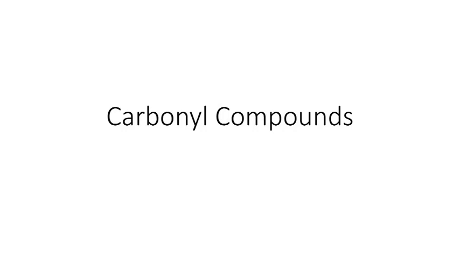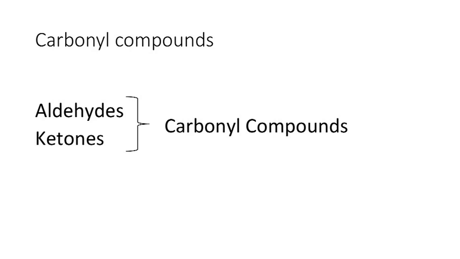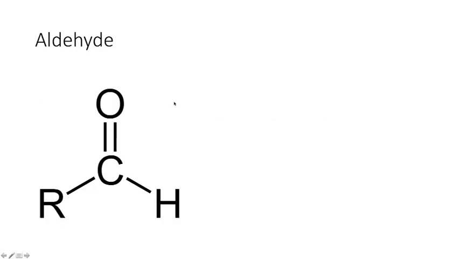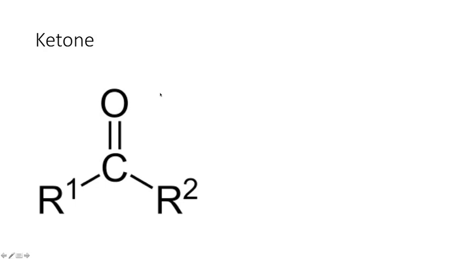Carbonyl compounds. So carbonyl compounds include aldehydes and ketones. An aldehyde has a functional group like this, where you've got your carbonyl group, the C=O, you've got an R group on one side, and you've got a hydrogen on the other. A ketone, on the other hand, will have the same carbonyl group, but two R groups either side. So this carbonyl group could be seen in the middle of a molecule.